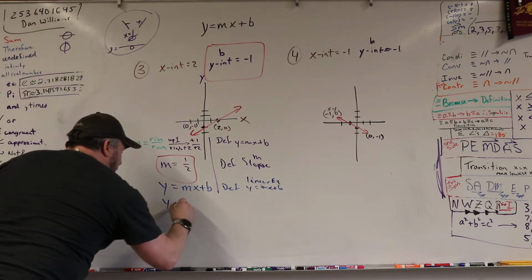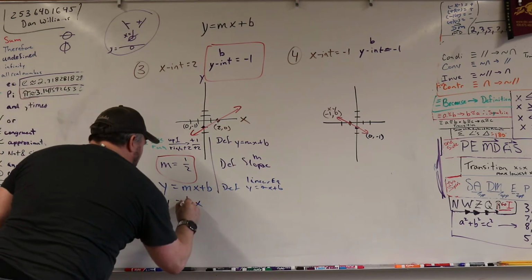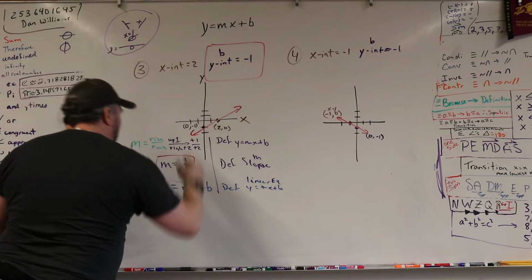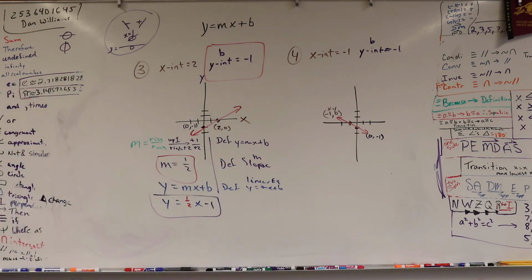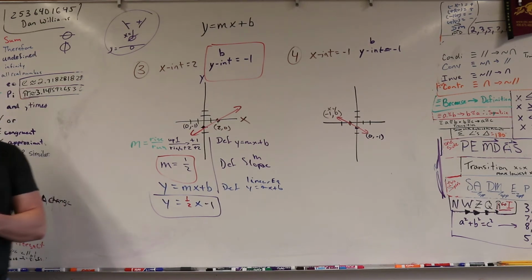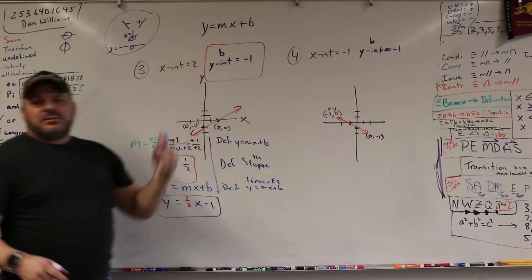So I rewrite y =, and then I'll put in my m, which is 1/2, and I'll put in my b, which is -1. And that is your equation. It's that easy. Okay? There's nothing they can do that makes it difficult when they give you these two.